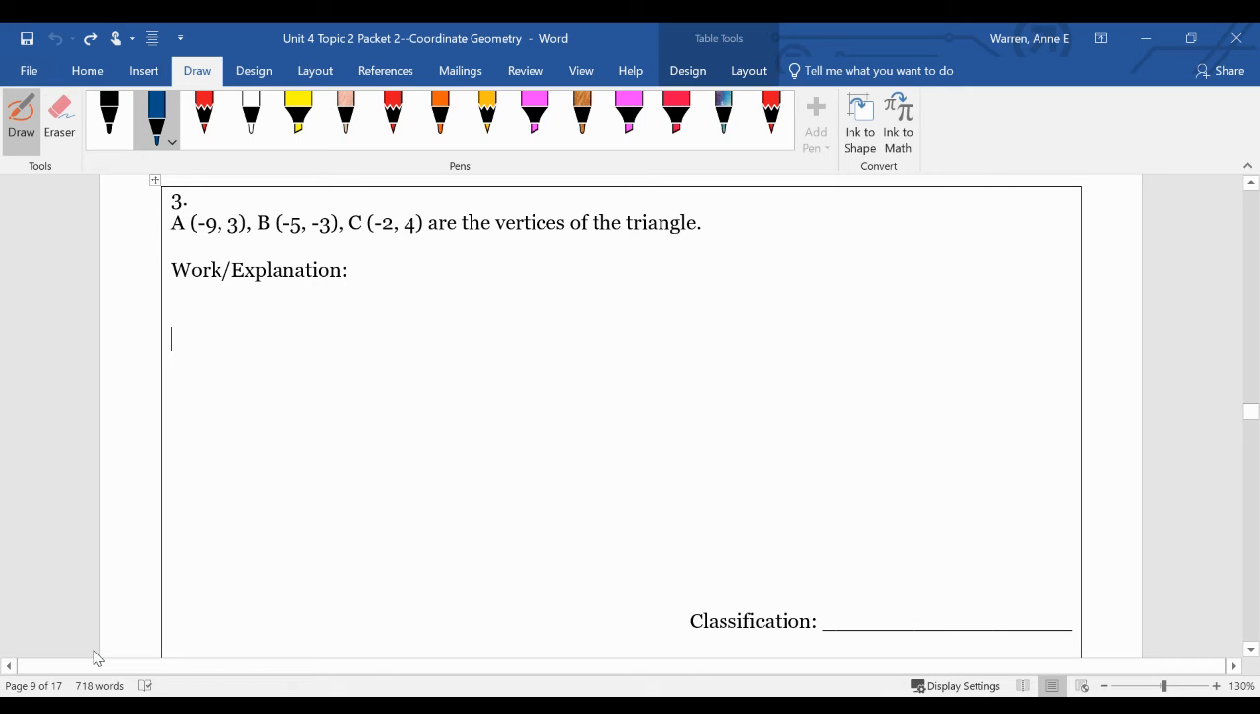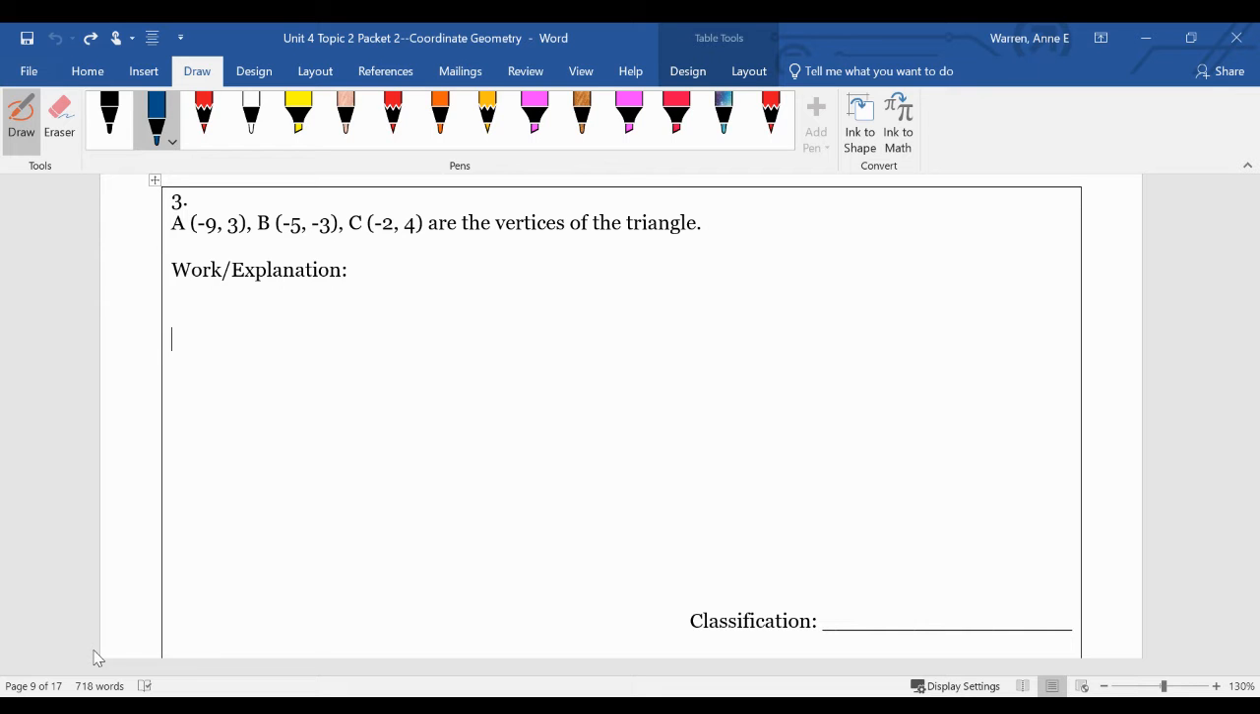Hey guys, so what we're going to go through now, this is just in the packet on page 9. It's just another example of a problem where we are classifying a triangle based on its side lengths and angles. This time we're just doing it from vertices instead of from a graph. The approach is not drastically different, so a lot of you guys can probably figure out how to do this on your own, but since I couldn't be there for class today, I just wanted to make sure that I had somewhere you guys could look to figure this out if you needed help with it.